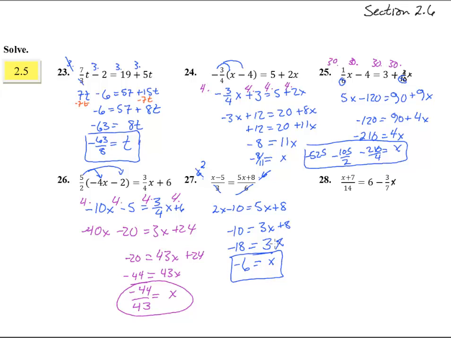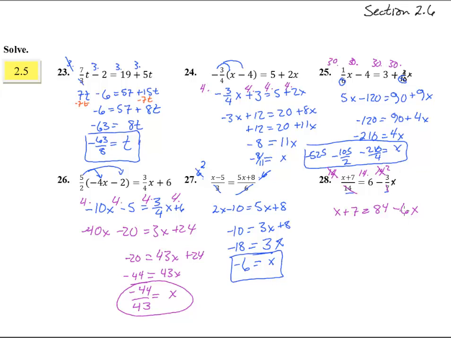Good deal. Number 28. The least common denominator of a 14 and a 7 is indeed a 14. So if we times by 14 everywhere, this is where cross multiplication fails, because you don't have just two fractions equal to each other. So 14 cancels there, and we're left with x plus 7 equals 14 times 6 is 84. 14 times 3/7, that's going to be a 6x.